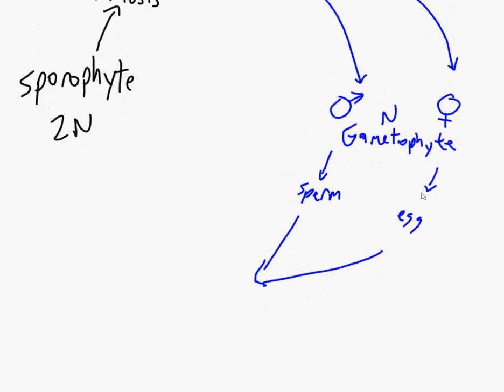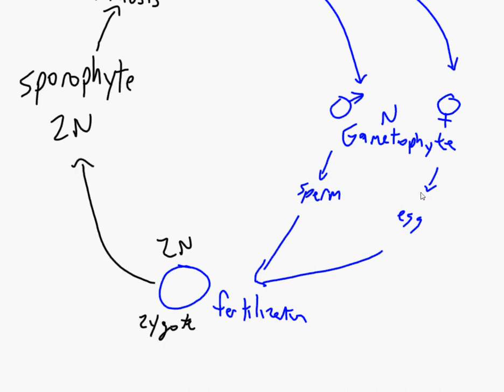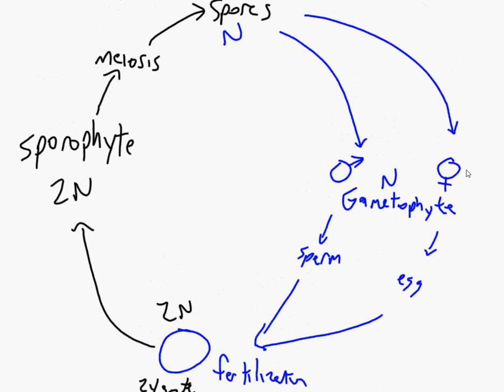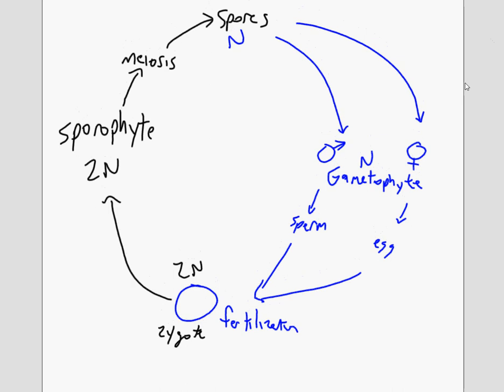That sperm and egg are going to combine. That process is called fertilization. Fertilization results in the diploid zygote, and the zygote grows up to the sporophyte. And so you have that alternation between gametophyte and sporophyte, between the haploid and the diploid generation. This is in sexually reproducing plants, which a lot of times people don't want to think of plants as being that, but they do.